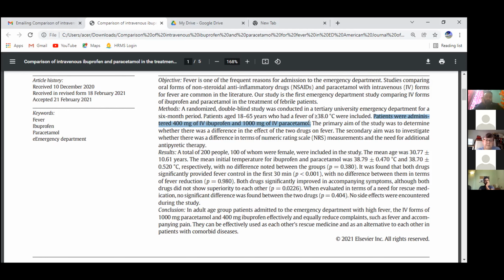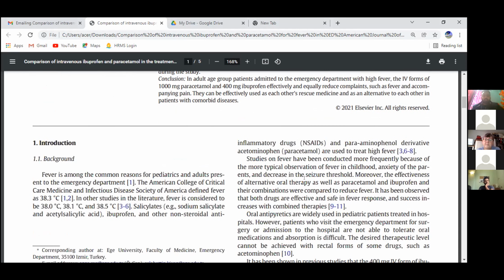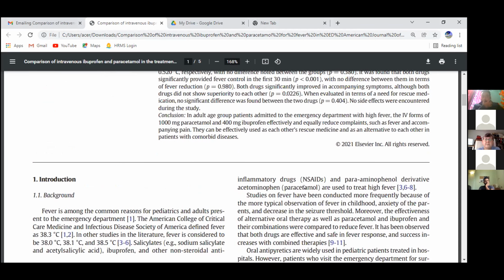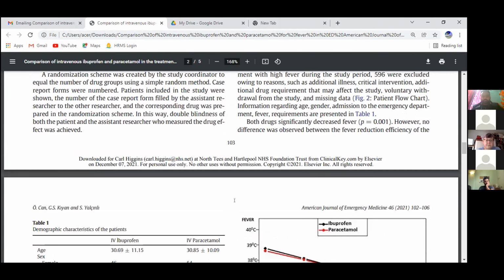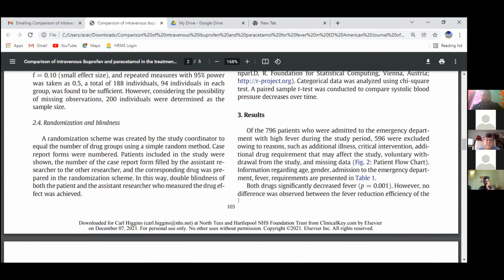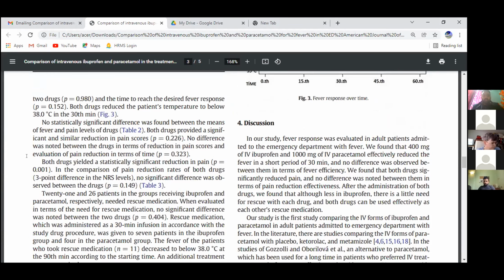And finally, the outcome. So for the primary outcome, as you can see in the results, of the 796 patients who were admitted, 596 were excluded. But among them, in this paragraph, you can see that both the drugs resulted in a statistically significant reduction in pain. And in the comparison of pain reduction rates of both drugs, no significant difference was observed between the drugs. So I think this answers our first four questions about the nature of the study.